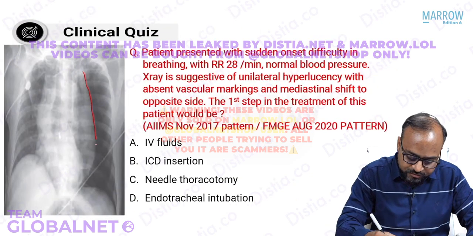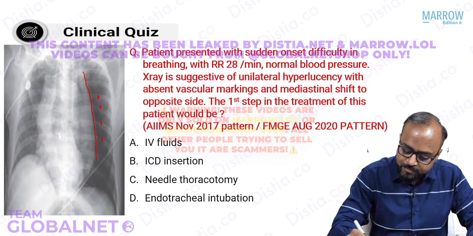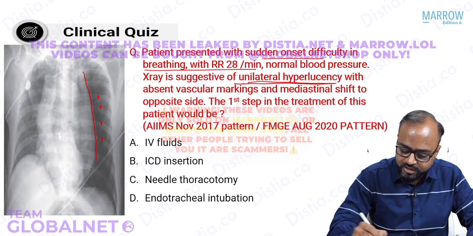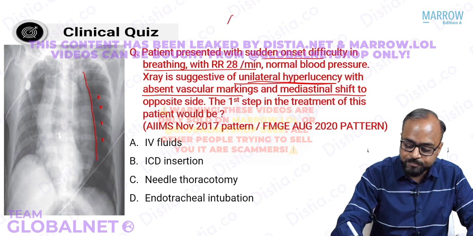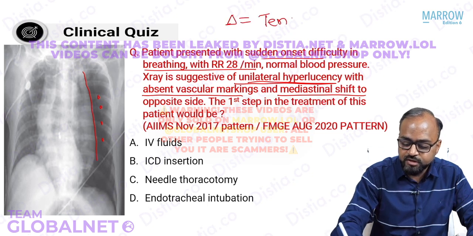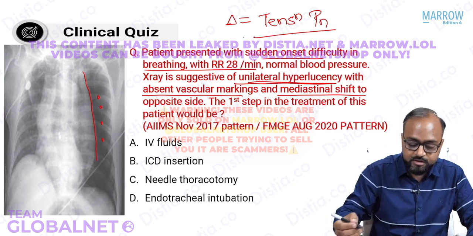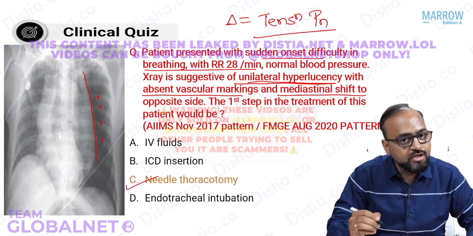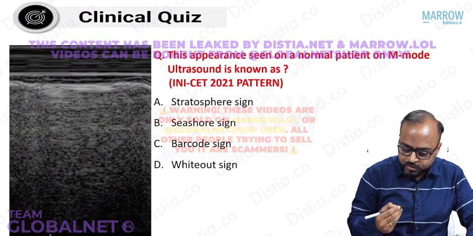Now look at this. We've already seen this radiograph. Visceral pleural line, absent vascular markings, hyperlucency with absent markings. Patient has an acute presentation with onset of difficulty in breathing, elevated respiratory rate, BP is normal. X-ray shows unilateral hyperlucency, absent vascular markings. Mediastinal shift is there. So what is the diagnosis? Diagnosis we have seen is tension pneumothorax. And what would be the first step in the treatment of tension pneumothorax? It is a life-threatening emergency. First step in the treatment is needle thoracotomy to relieve the tension component, right? And then ICD insertion.